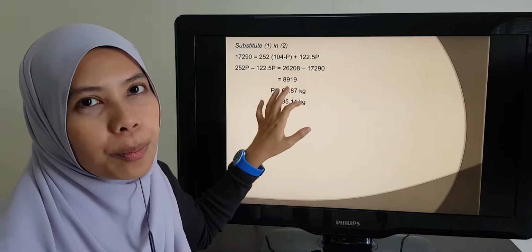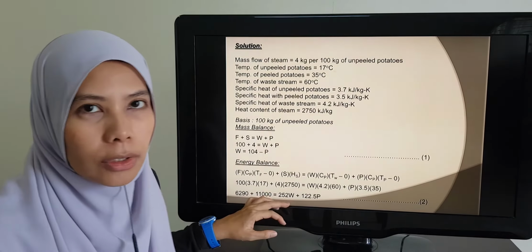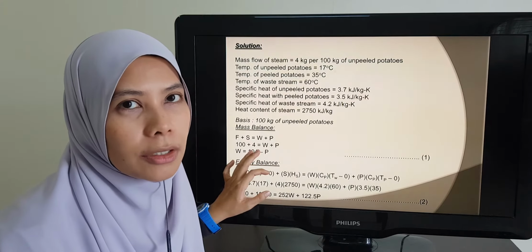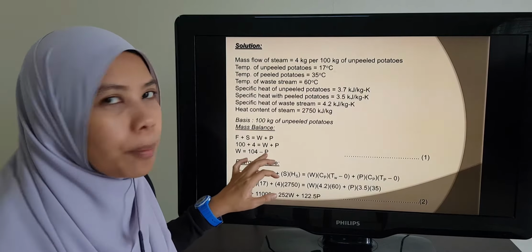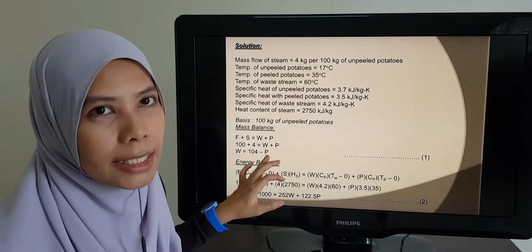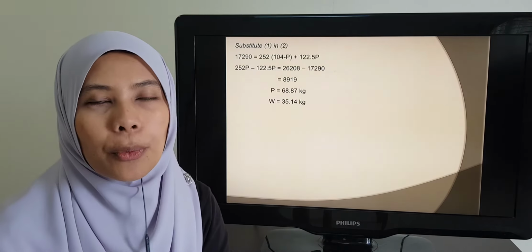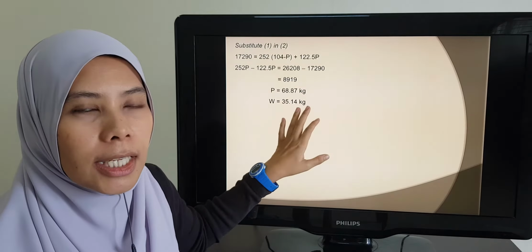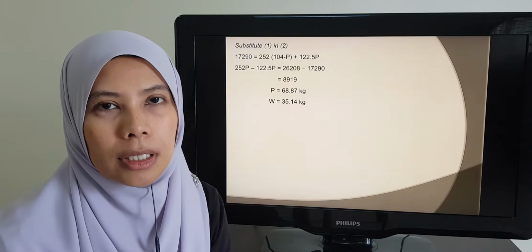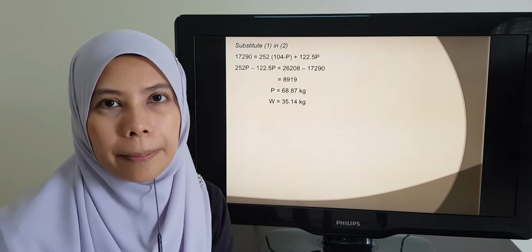This P value, you can put into the first or second equation, it is totally up to you. But I prefer you put it into equation 1 because it is simpler. Put in the value of P that we calculated, 68.87: 104 minus 68.87, you will get W as 35.14. Do not forget the unit. We are calculating the mass of the products going out from the system, the waste stream as well as the peeled potatoes, so the mass is in kilograms.